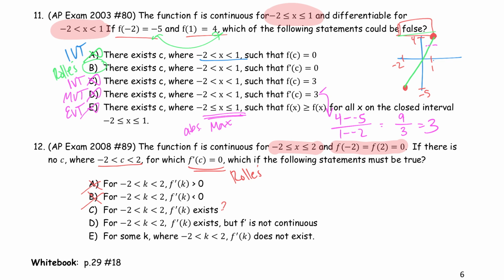Option D, f prime of k exists, but it's not continuous. Well, that's not how that works. You can't be differentiable if you're not continuous. All right, E, for some k, f prime of k does not exist.